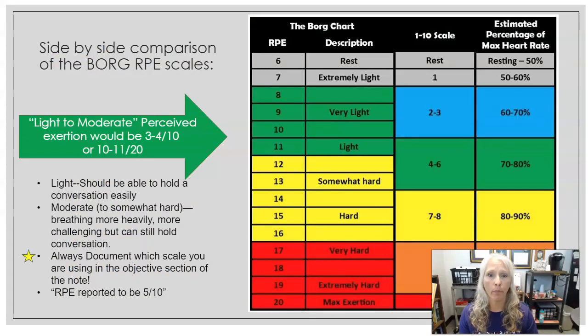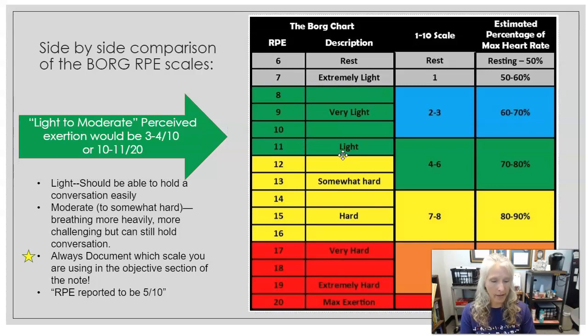Now, the problem with Borg's scale is that when it originally came out, it came out on a 20-point scale that went from 6 being the lowest to 20 being the highest. And some places still use the original Borg chart, and they have that on the wall, which would mean that you would have to know how does the original 6 to 20 scale relate to the 0 to 10 scale. So what I've done is I've found you a side-by-side, and light to moderate perceived exertion would be 3 or 4 out of 10.